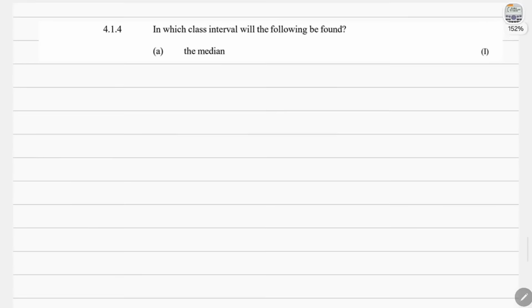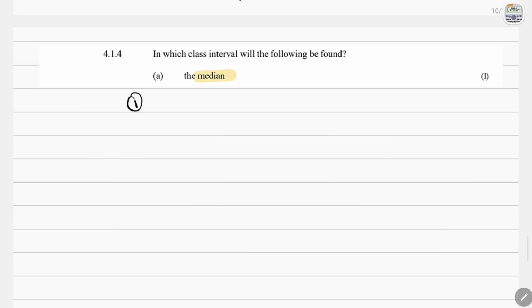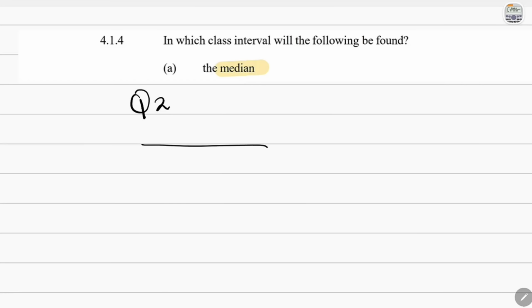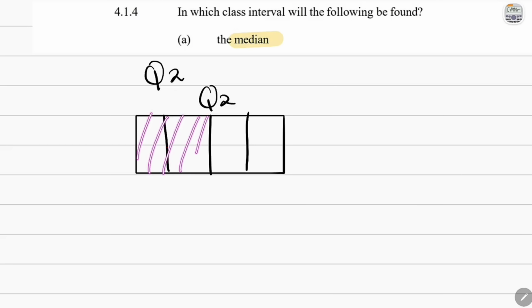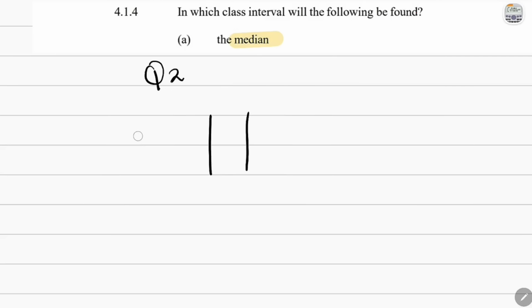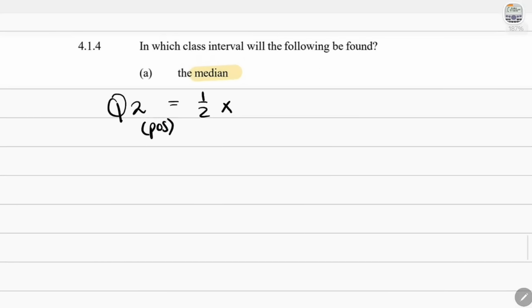The next question, 4.1.4, says, in which class interval will the following be found? So where will we find the median? The median, remember, is also known as Q2. This is marked at half our data set. If we take our data and cut it into 4 parts, then the median is right in the middle. So we will find it at 50% of our data. We can easily do this by saying a half multiplied by, and now this is not the actual median yet, this is just the position of it. We want to find out which class interval the median will be found in.